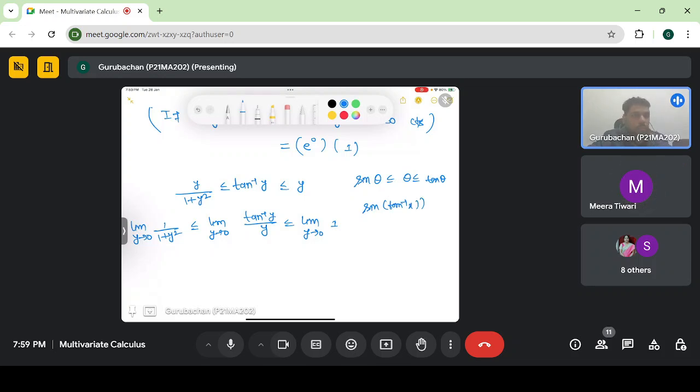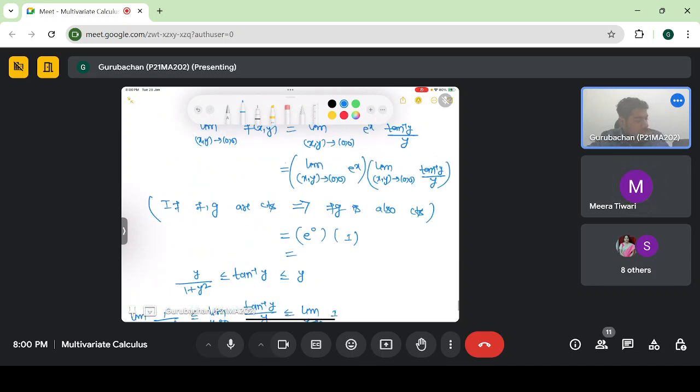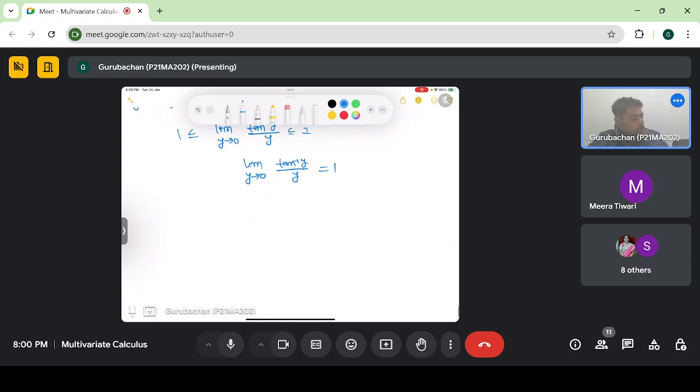Sine of tan inverse y will come out to be y by the square root of 1 plus y square. I hope I am clear now. So this will be 1 less than or equal to the limiting value of tan inverse y by y, less than or equal to 1. So the limit as y tends to 0 of tan inverse y by y equals 1. With the help of this, we can say that this is 1. That means this is the value of k. So k will be equal to 1.